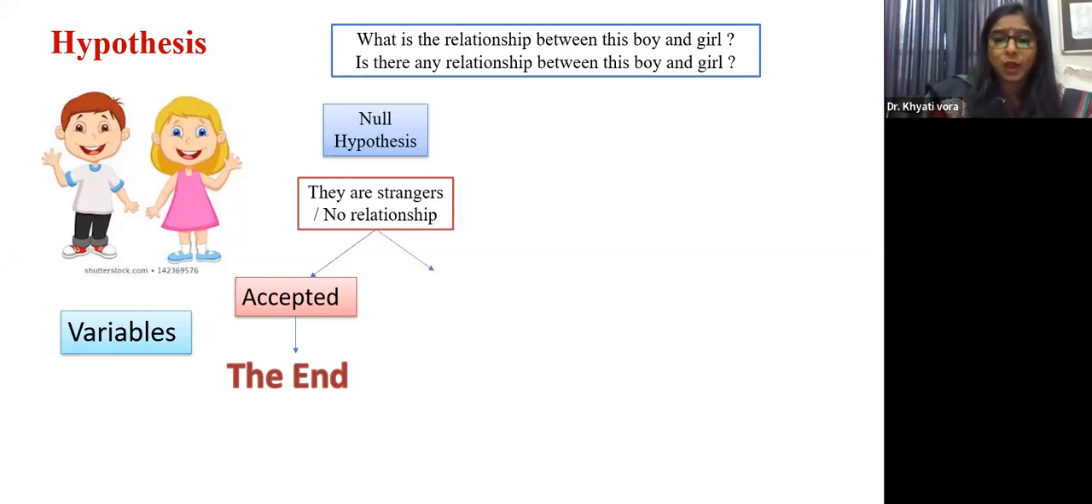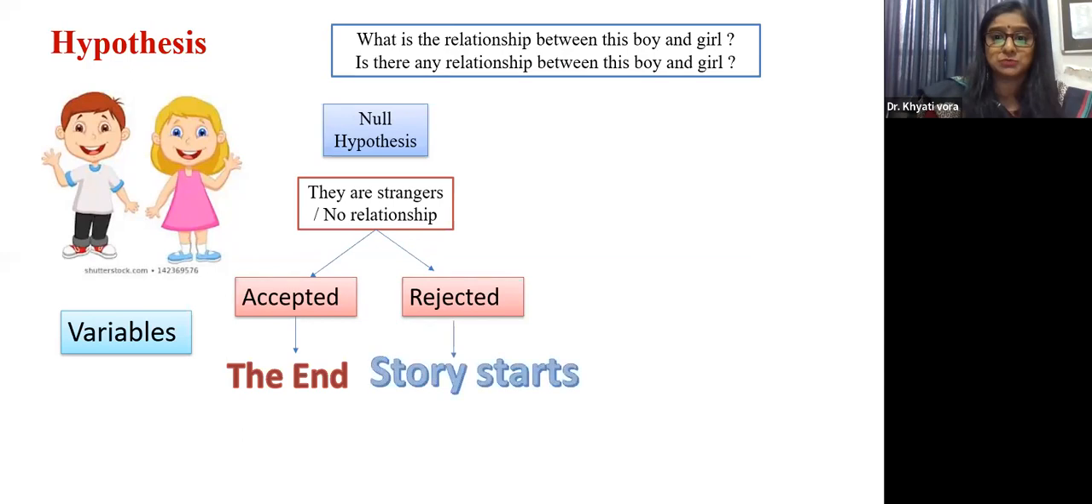But what if it is rejected? What does rejection say? Null hypothesis that they do not have a relation is rejected. It means they have a relationship. And when you say it is rejected, the story starts. What is rejected? That they do not have a relation is rejected. So they are strangers is rejected. It means they have some kind of relationship. And here the story of alternate hypothesis starts.